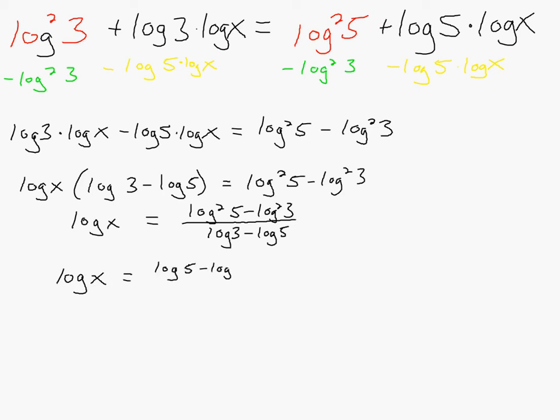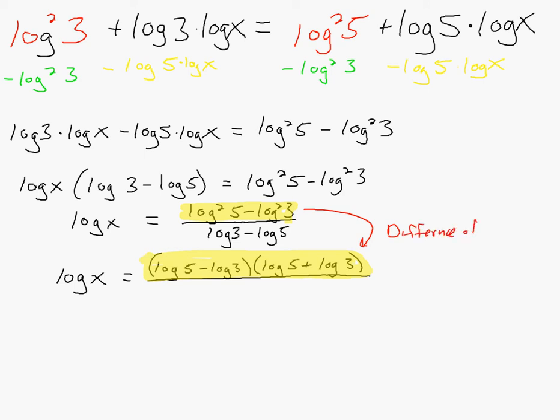I notice that my numerator can be factored. Log squared of 5 minus log squared of 3 factors into log of 5 minus log of 3 times log of 5 plus log of 3. That's called the difference of 2 squares. In comparing what I have here in my numerator and my previous denominator, I'd like to cross things off, see if they cancel.